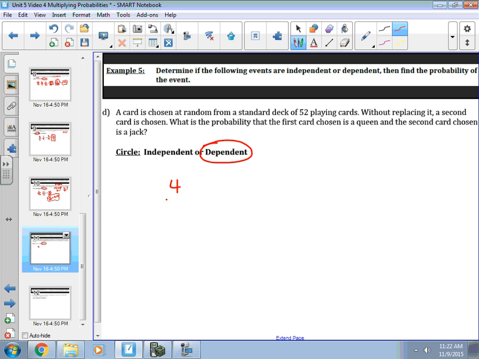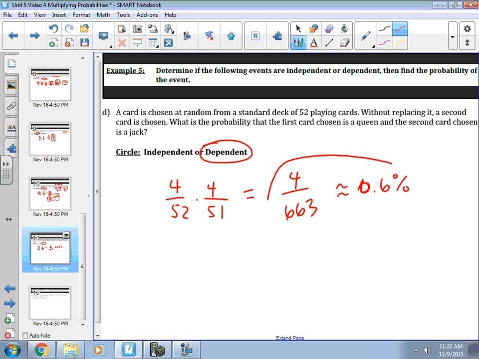Well, there's 4 queens out of 52. There's also 4 jacks, but now our total would be down to 51 because we're not putting the card back in. Simplified, this should be 4 out of 663, or that's a very slim chance. It's about 0.6% chance of this happening. So that would be the answer for this one.